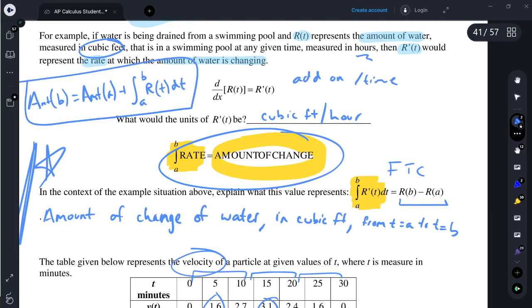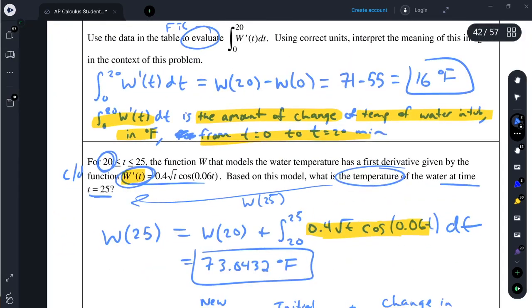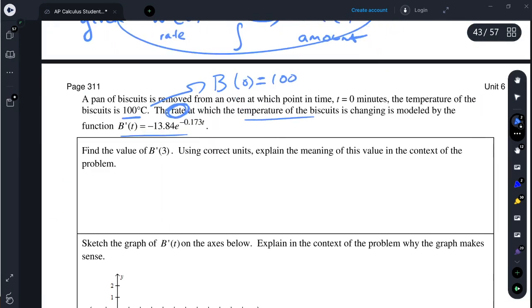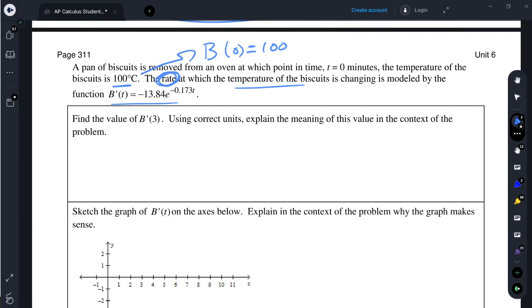Right? The amount at b equals the amount at a plus the integral from a to b of the rate of t dt. So that's the big concept. So we want to first, it just says, find the value of b prime of 3 using correct units. This is super easy, right?